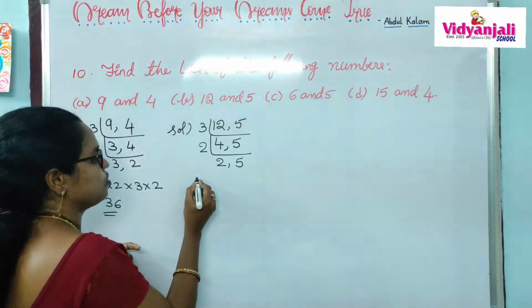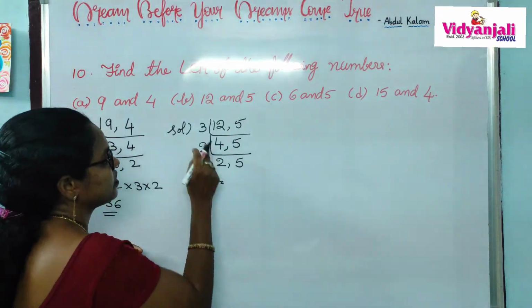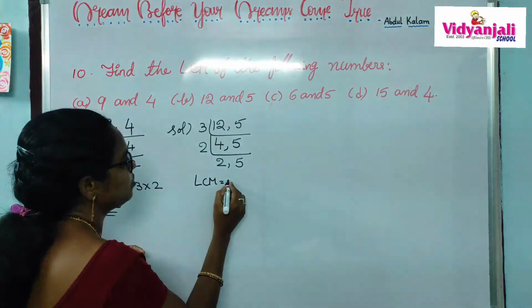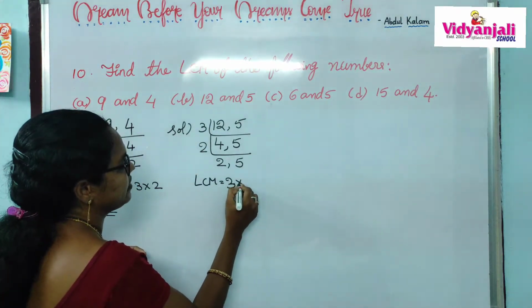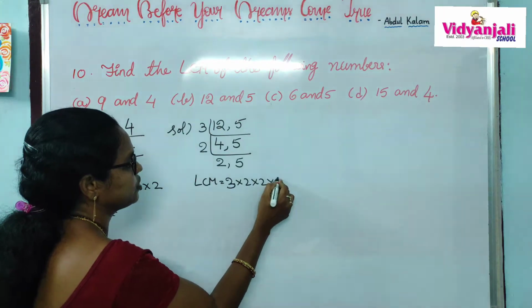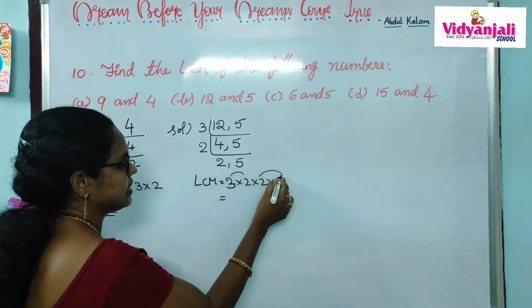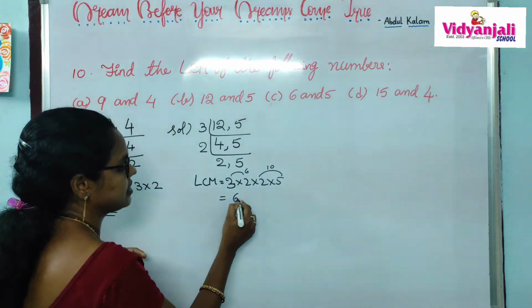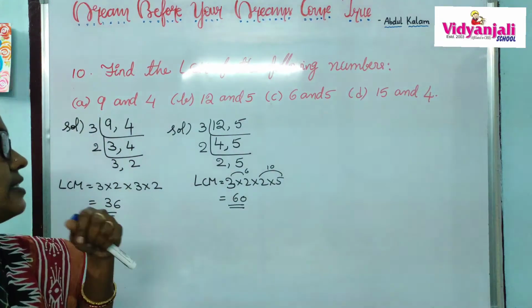And co-primes also. So, what is the LCM? 3 into 2 into 2 into 5. So, if we multiply 6, 10, 6 tens are 60. Next.